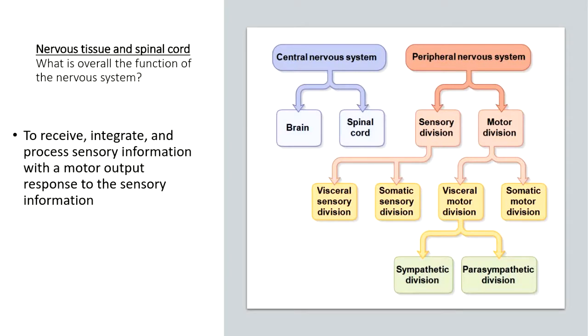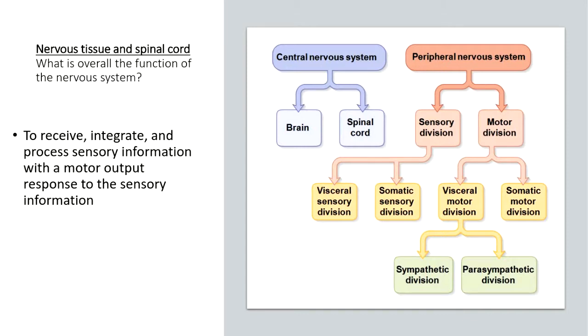So we start off with the nervous tissue. What is the overall function of the nervous system? It's to receive, integrate, and process sensory information with a motor output response to the sensory information. So you receive a signal from the environment, the signal gets sent to your brain, which integrates it, processes it, and then it elicits a motor response to the effector organ.